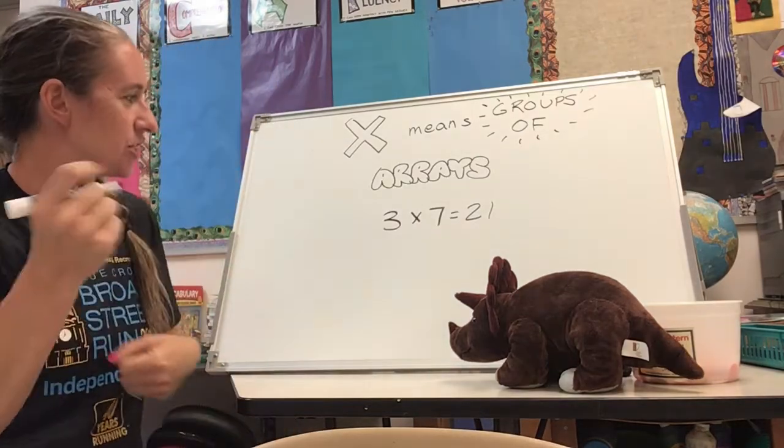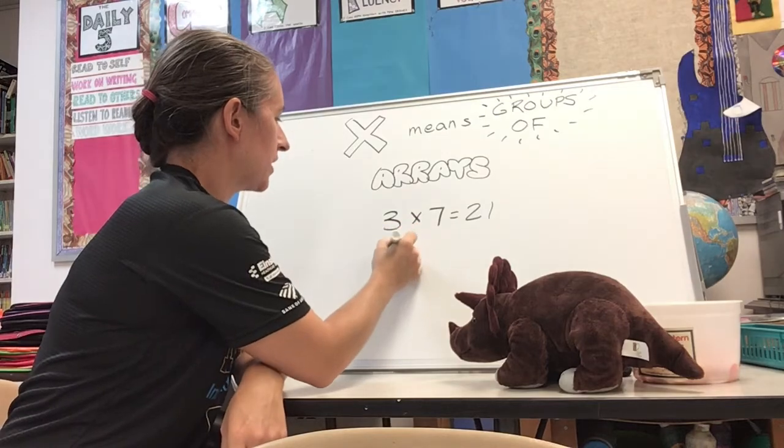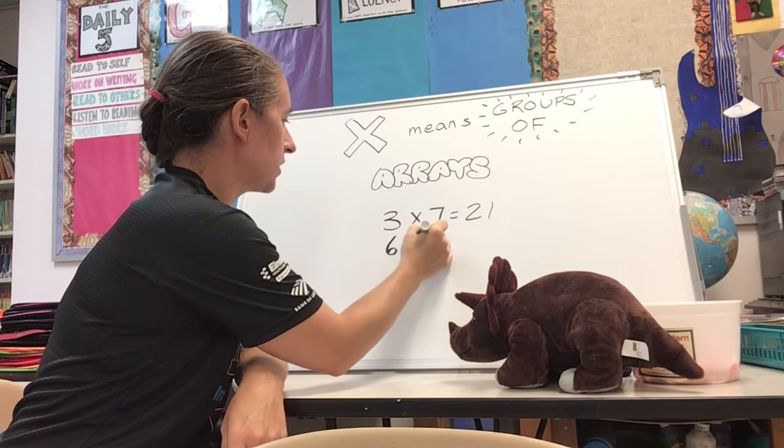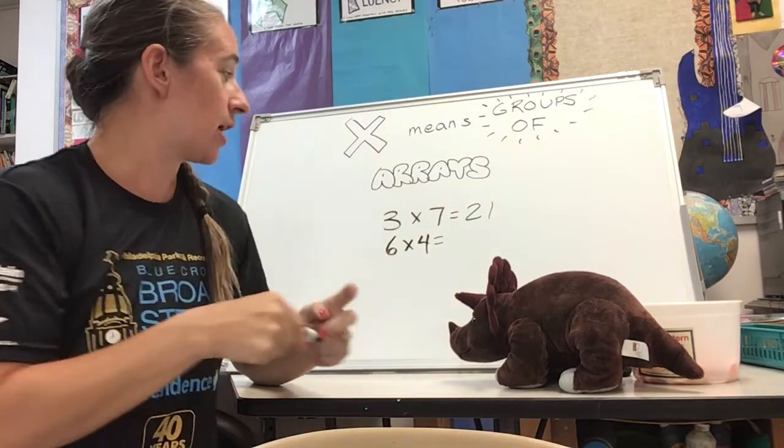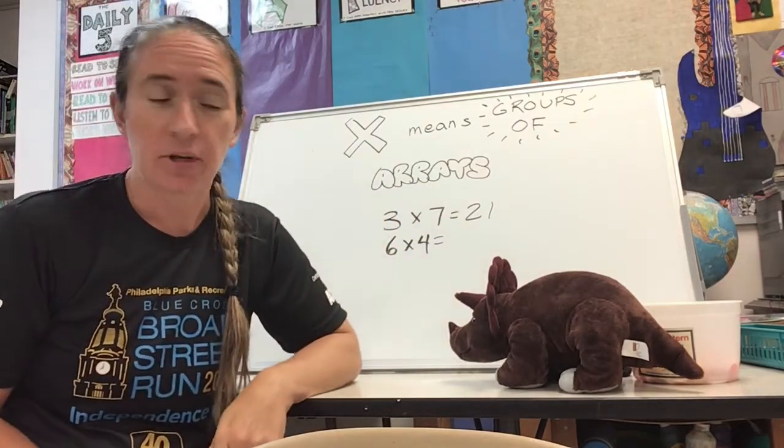Now, for our next array, we're going to do 6 times 4. And let's draw the array to see if we can do it.